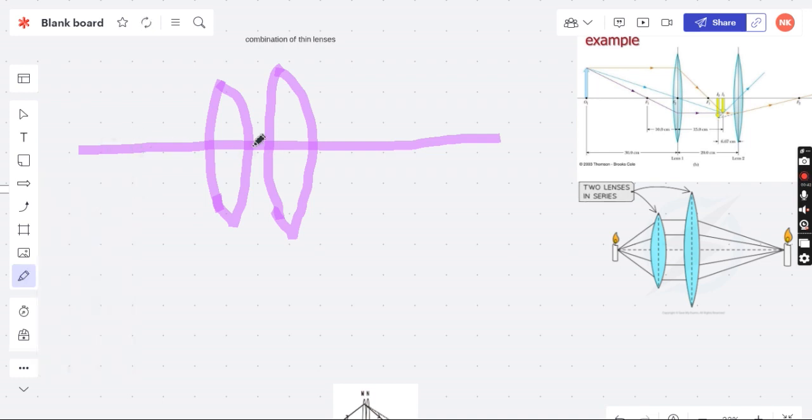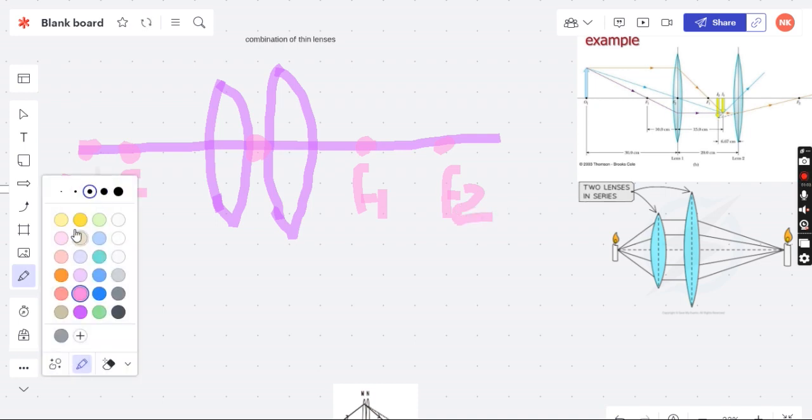This is the optical center, which is O. This is the focal length F. The object is placed somewhere here. Extend the line by yourself. This is F, and then F1, and that's F2. So what exactly happens here is this.